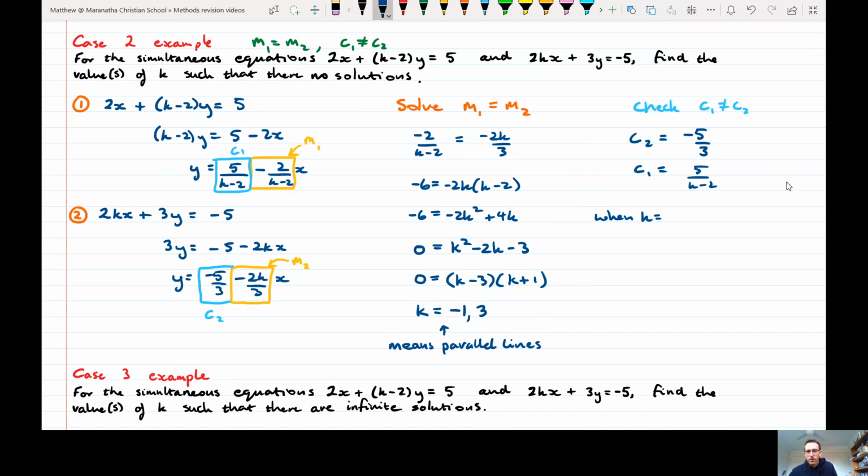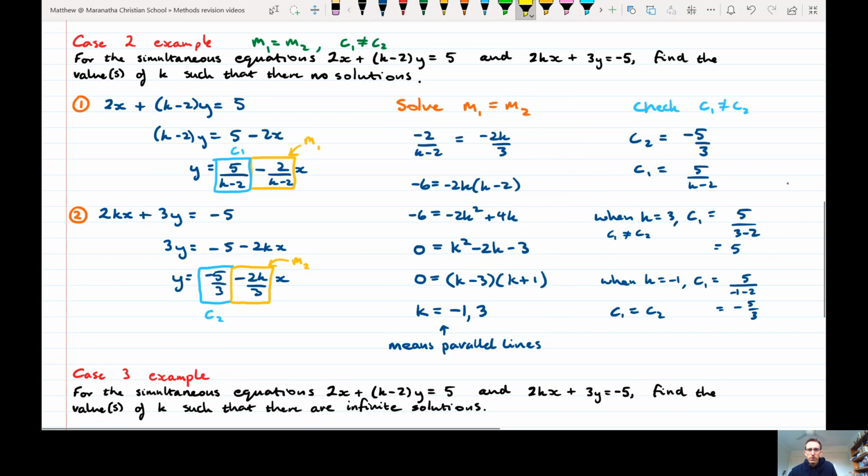When k equals 3, you find that C1 equals 5 over 3 minus 2. Because k is 3, you'll end up with 5. So when k equals 3, C1 does not equal C2. That's exactly what we want. So we know k equals 3 is a value that we want. And then we check k equals -1. So C1 will be 5 over -1 minus 2, and that gives you -5 over 3, which happens to equal C2. It's not what we want.